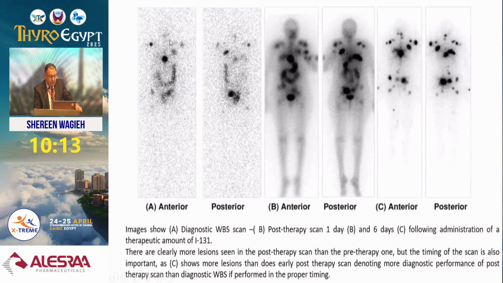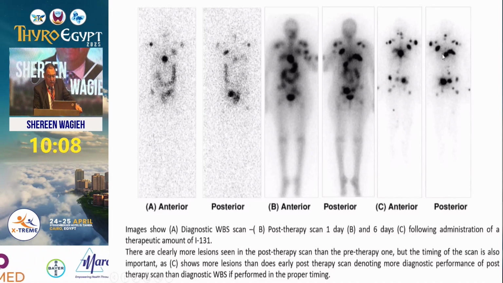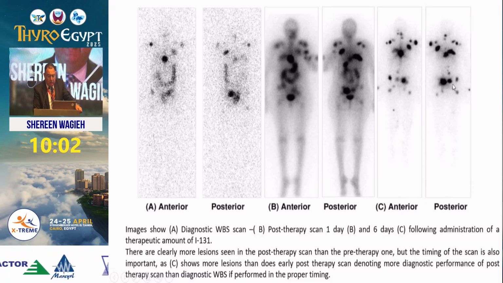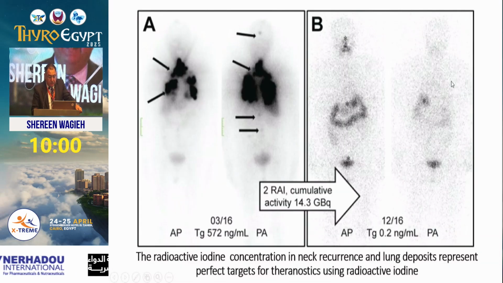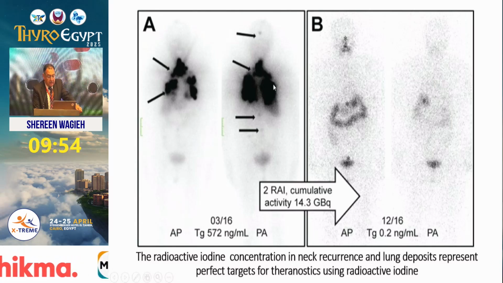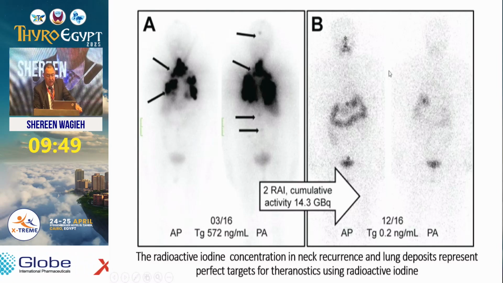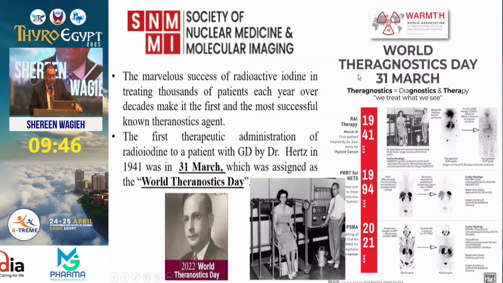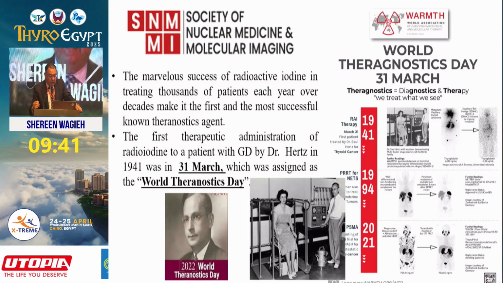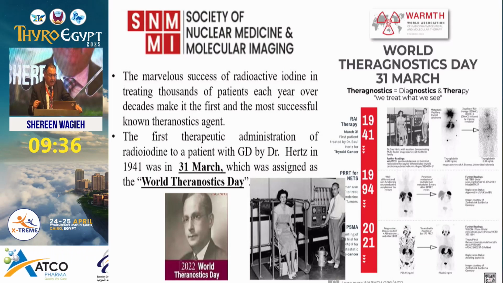We can see in this patient during imaging some osseous deposits in well-differentiated thyroid cancer. After giving a high dose, more metastatic osseous lesions can be seen with more intense tracer uptake, and a good response to therapy is expected. This is another patient with locoregional recurrent well-differentiated thyroid cancer with multiple bilateral pulmonary deposits; following multiple doses of radioactive iodine, there is complete remission. This marvelous success of radioactive iodine in treating thousands of patients each year, over decades, makes it the first and the most successful known theranostic agent.